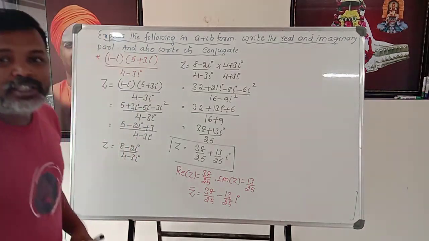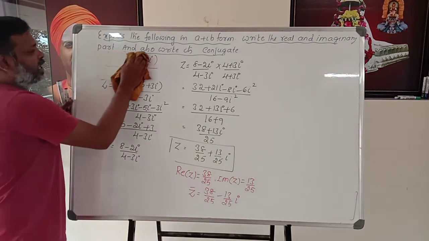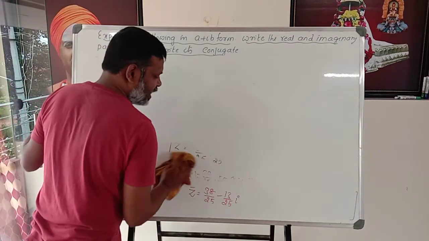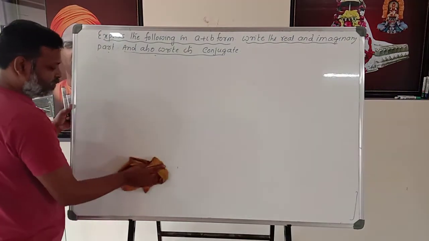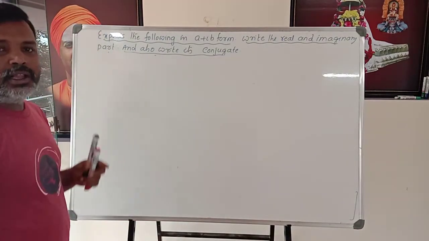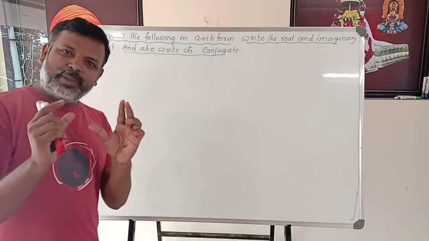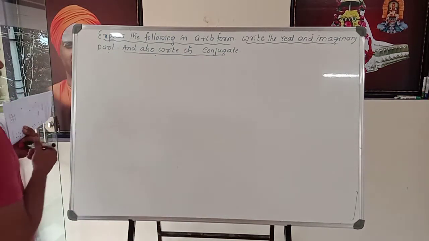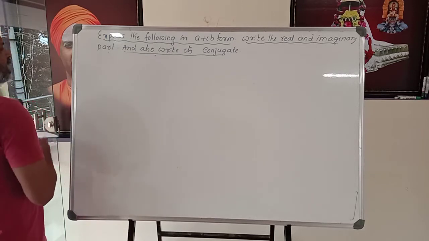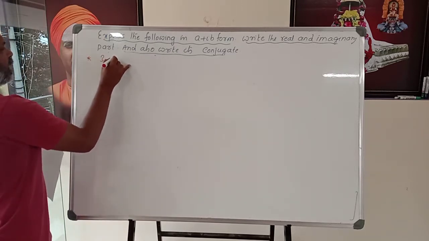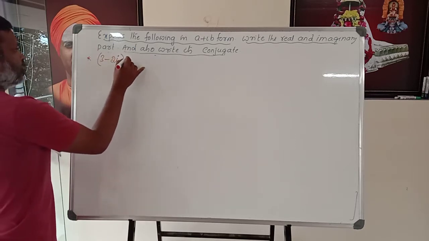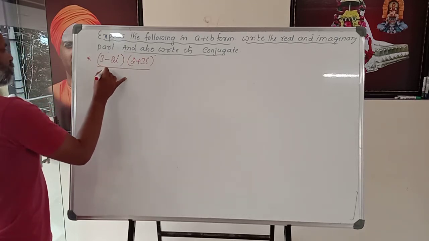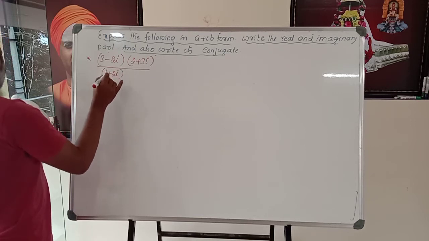Now we shall move on to a very important problem, asked for 3 marks in the exam, children. The question only asks to find the conjugate of the expression. I have already given an idea: if they ask to find the conjugate, it must be brought to the form a plus ib indirectly. The problem is (3 minus 2i) into (2 plus 3i) whole divided by (1 plus 2i) into (2 minus i).